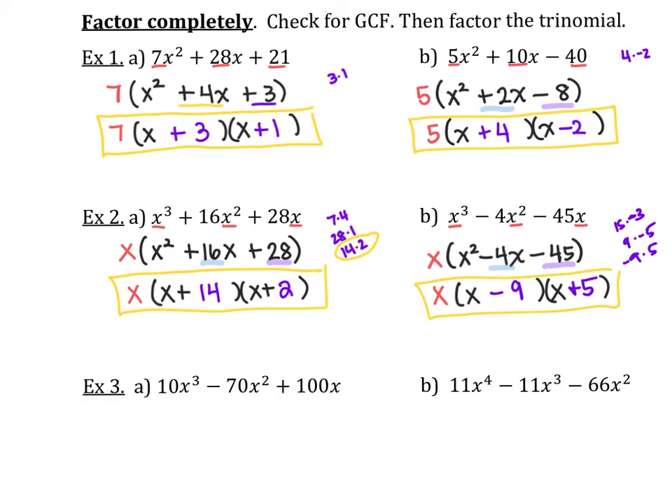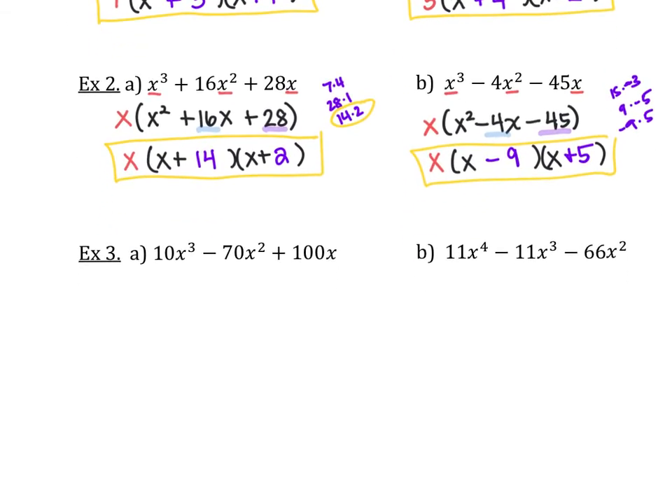Okay, the last two, I'm going to give you a variable and a coefficient for your common factor. But same idea. Okay, let's check the coefficients first. I have a 10, a 70, and a 100. Let's take out a 10. Okay, let's check the variables. X to the third, x to the second, x. They all have at least an x, so I'm going to take out the x. Okay, so 10x times something to get x to the third, x times x to the second. 10 times 7 is 70, x times x is x to the second. 10 times 10 is 100, x times, I don't need anything else, I already have the x.